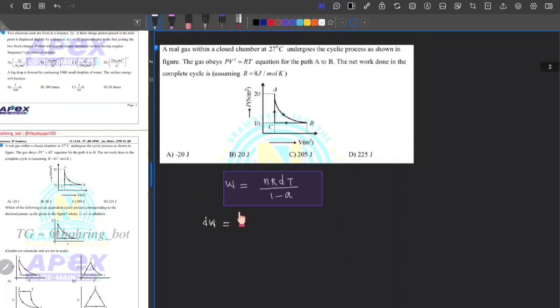You know, dW is equal to P into dV. So you can integrate it: integral of dW is equal to integral of P dV. Clear? Therefore, you could also say directly that work done W is equal to integral of P dV, where P can be written as RT by V cube, into dV. This is what we have to do, right?